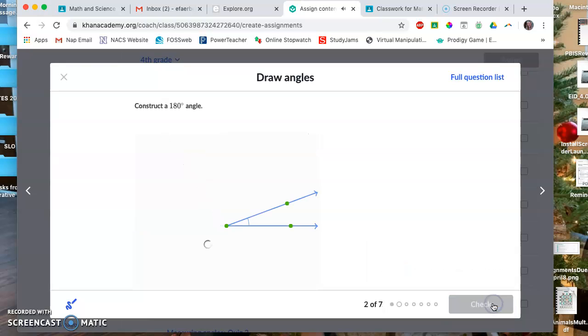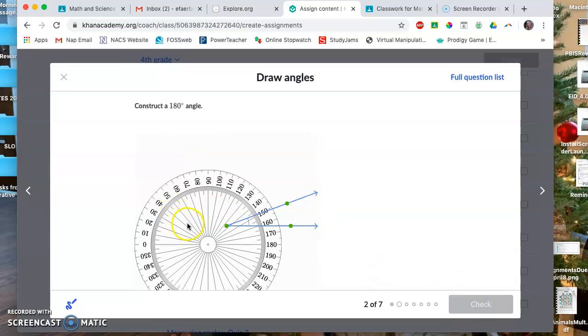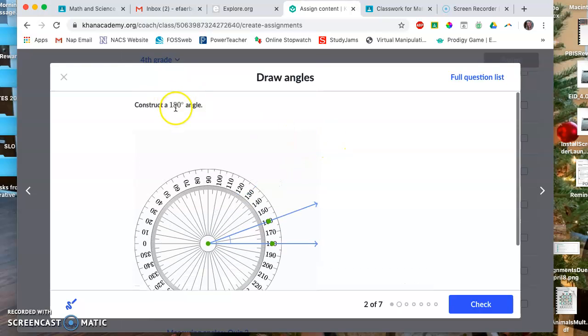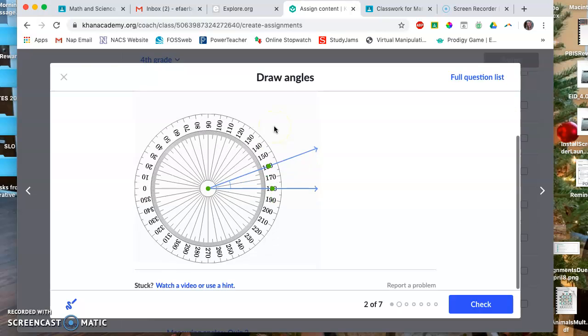All right, I'm going to go to the next question. This has a circle protractor. This circle protractor, you cannot move. You actually have to move the angle. So I'm going to line up my vertex right in the center of the circle protractor, and it's asking me to make a 180-degree angle.